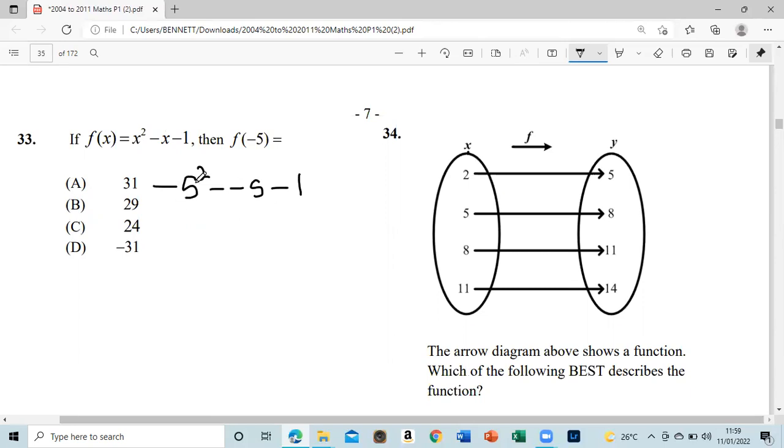So negative 5 times negative 5 will give us positive 25. Both of these will give us a plus. So that will give us plus 5 minus 1. So we get 30 minus 1, which is 29. All right, so let's move on to 34.